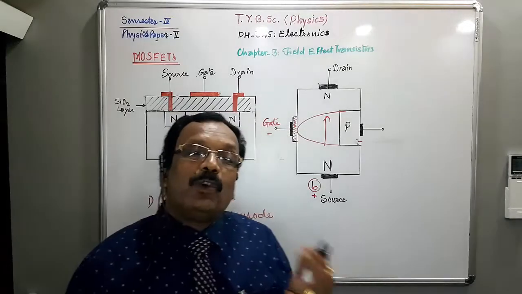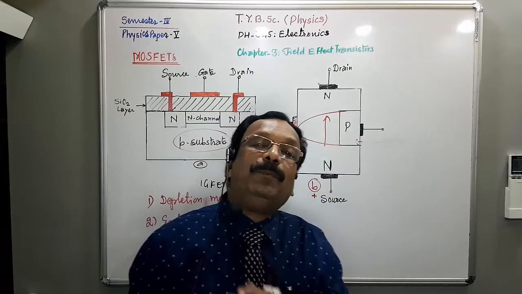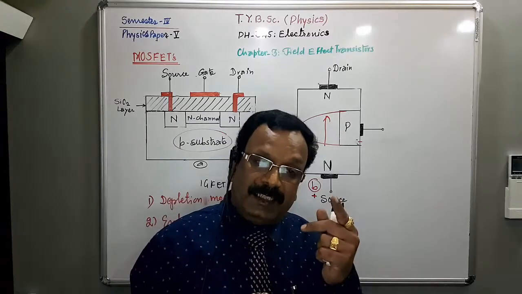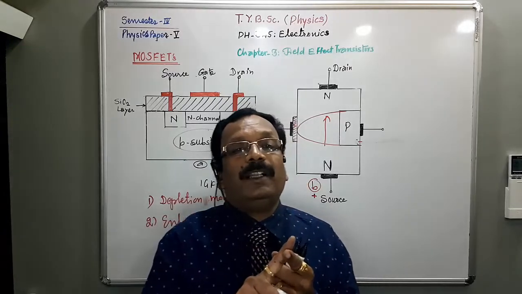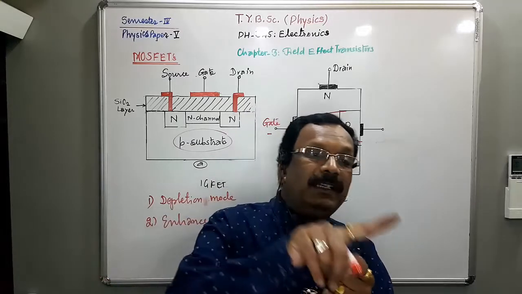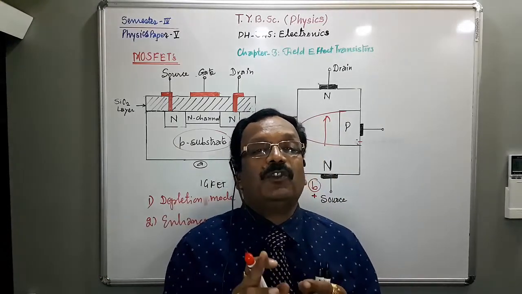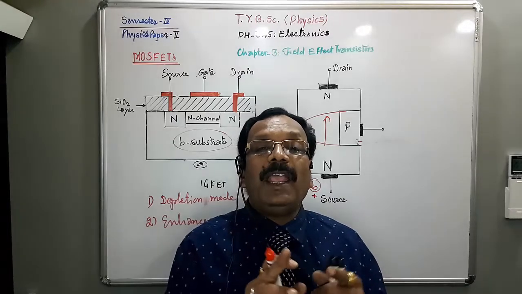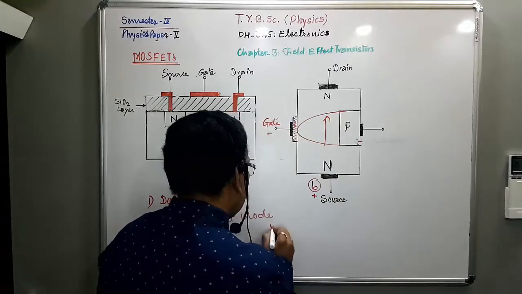Since the depletion type MOSFET can be operated either in depletion or in enhancement mode, the MOSFET is commonly known as depletion enhancement, that is DE.